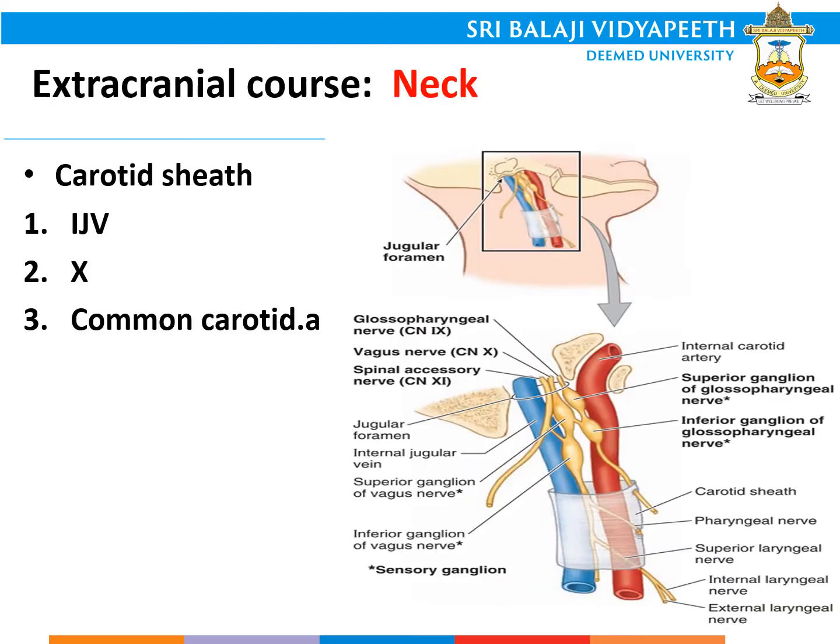and next, the extracranial course of the vagus nerve. The vagus nerve descends down within the carotid sheath, and in the carotid sheath it passes along with the internal jugular vein, the 10th nerve and the common carotid artery.